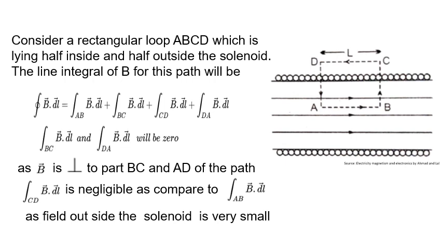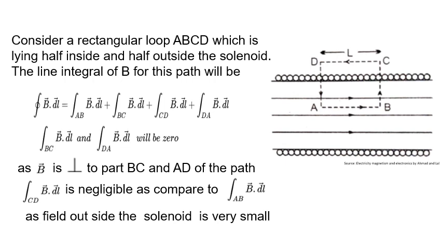The line integral of B for this path will be: closed integral of vector B dot vector dl equals integral AB of vector B dot vector dl plus integral BC of vector B dot vector dl plus integral CD of vector B dot vector dl plus integral DA of vector B dot vector dl. From the figure, it is clear that magnetic field B is perpendicular to the paths BC and DA. So integral BC of B dot dl and integral DA of B dot dl will be 0.